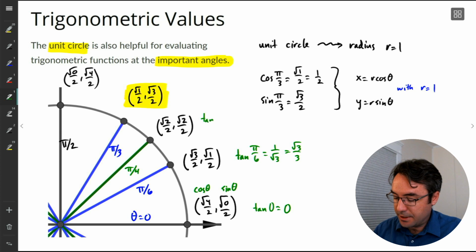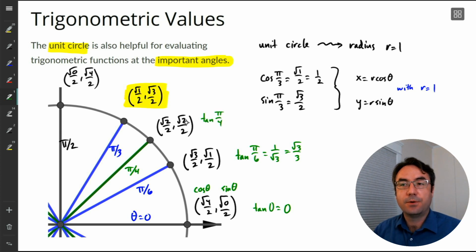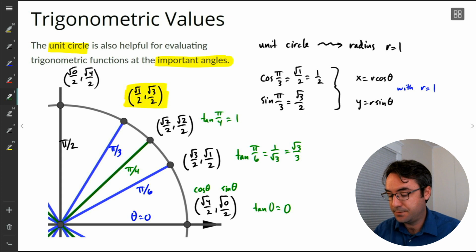Then tangent of pi over 4 is y over x. So square root 2 over 2 divided by square root 2 over 2 is just going to be 1. Here, along this pi over 4, this is where y is equal to x. So that's why we get 1 here.